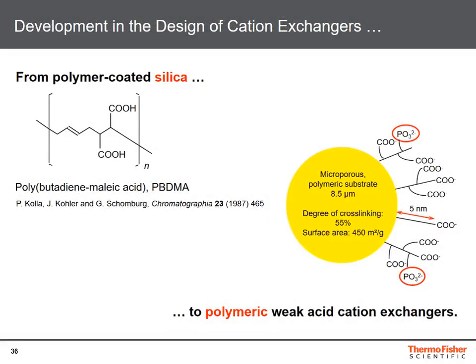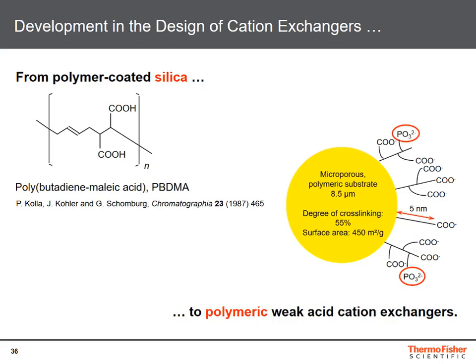This slide shows the development in the design of cation exchangers. A major breakthrough in the development was the discovery of Professor Schomburg in 1987, who was the first to coat silica columns with a polymer called polybutadiene maleic acid. In other words, as you see from the structural formula, we have two neighboring carboxyl groups, and therefore he was the first to simultaneously analyze mono and divalent inorganic cations on such a column material. The idea was great, the implementation was not so great.